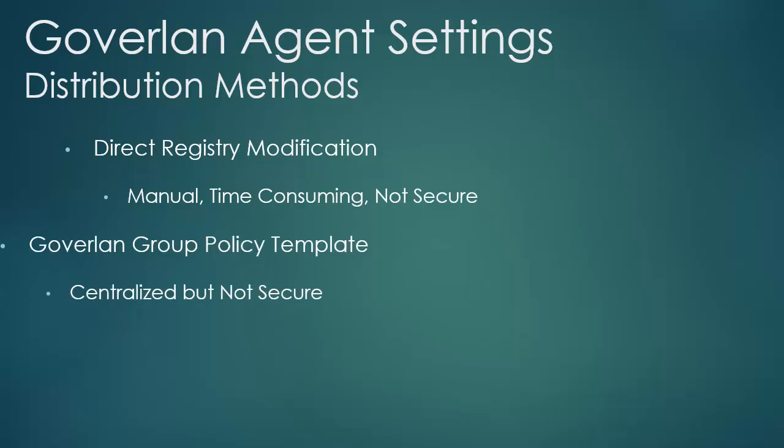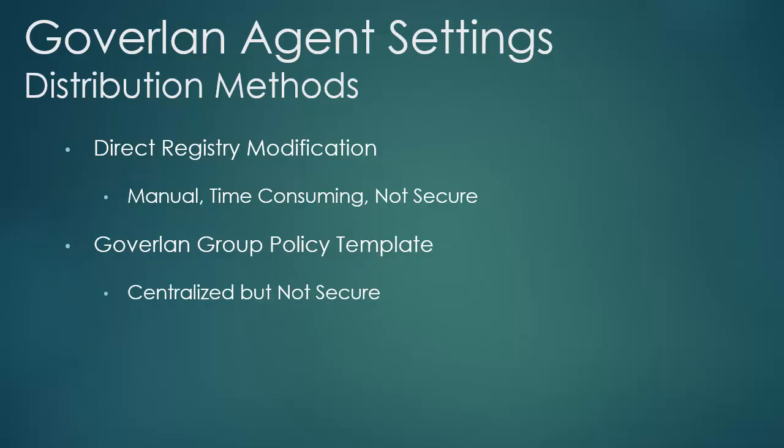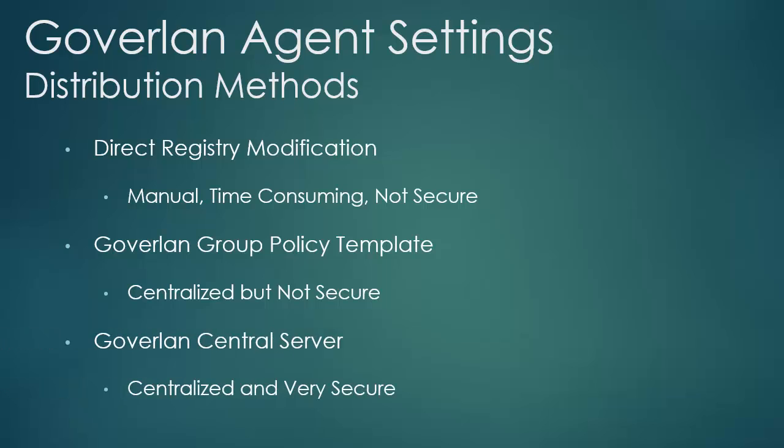Another way to do it is through a Goverlan group policy template. This is a centralized GPO that we can give you that you can install on your domain controllers and then distribute the agent settings through the GPO. Now, this is a centralized method, but it can be somewhat insecure as it's just making registry modifications for you on the agent side.